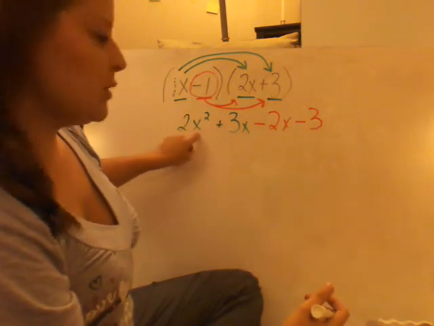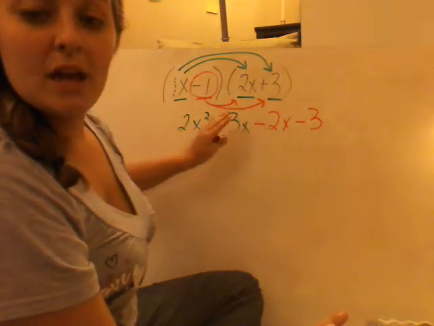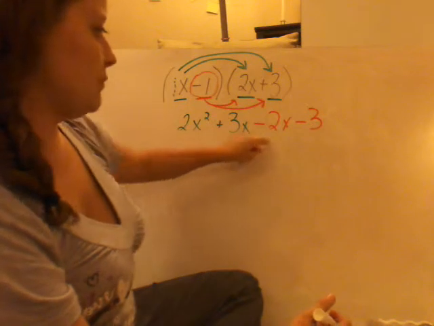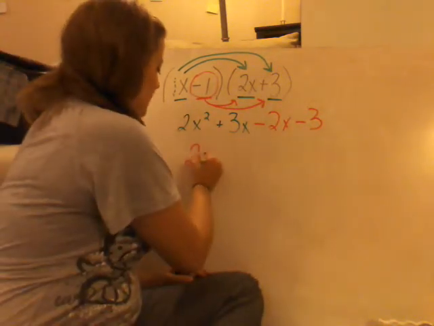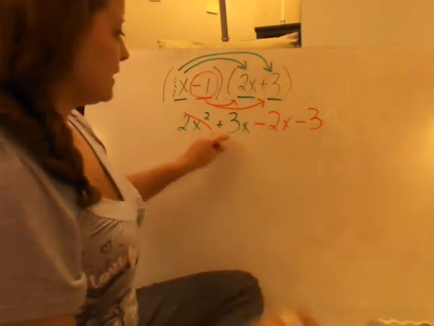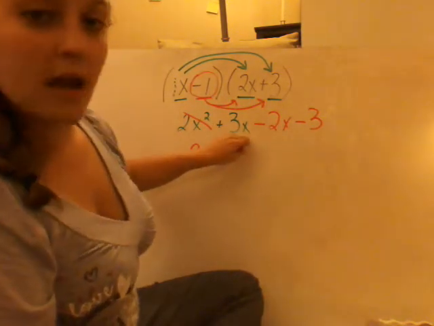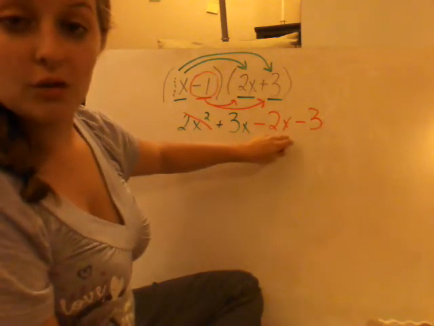Now I'm going to look to see if I have any other x squareds, so anything else to the second power. I'm looking, I got nothing. Nada. So I'm just going to rewrite my 2x squared and cross it out. Next, I see a single x, so an x to the first power. I'm going to look to see if I have any more. Sure enough, I do.